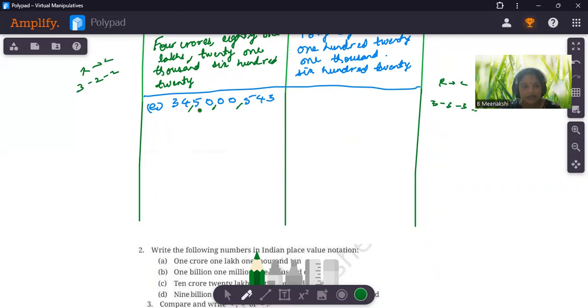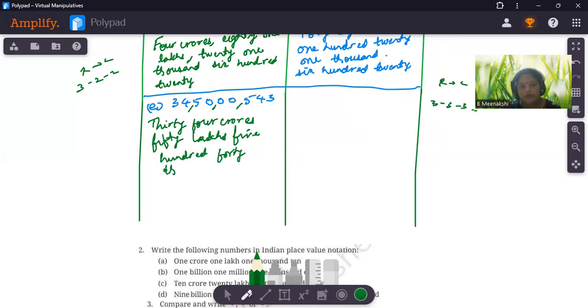Now, what will we write? Yes, 34 crores, 50 lakhs, 543.